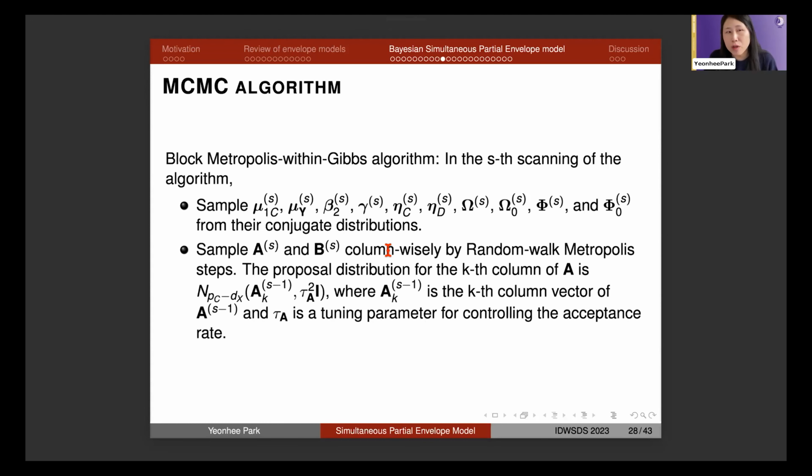We developed the block Metropolis-within-Gibbs algorithm. So most of the parameters are generated from the full conditional distribution using the Gibbs sampler. And we sample the matrices A and B column-wise by a random walk Metropolis step.